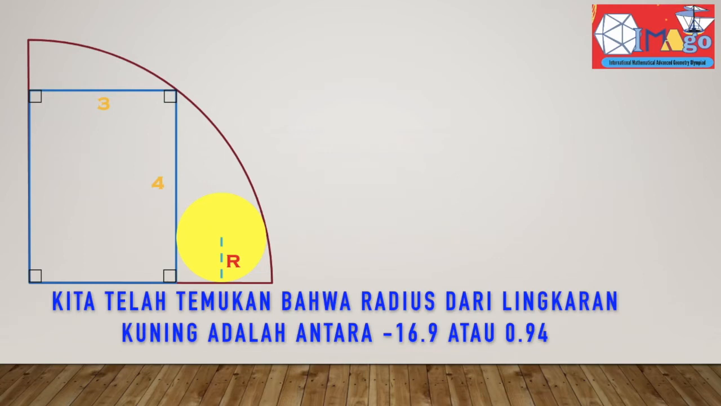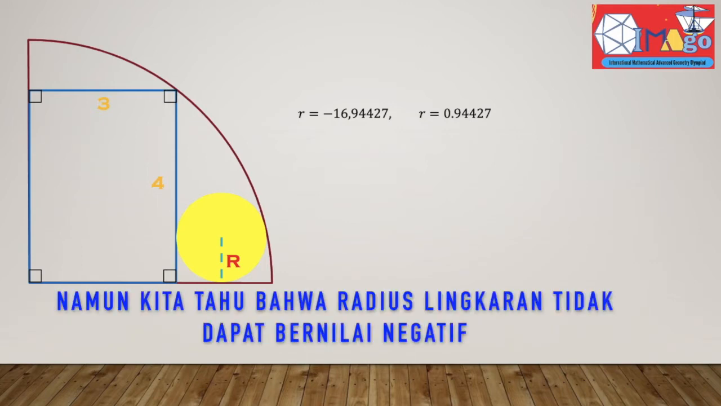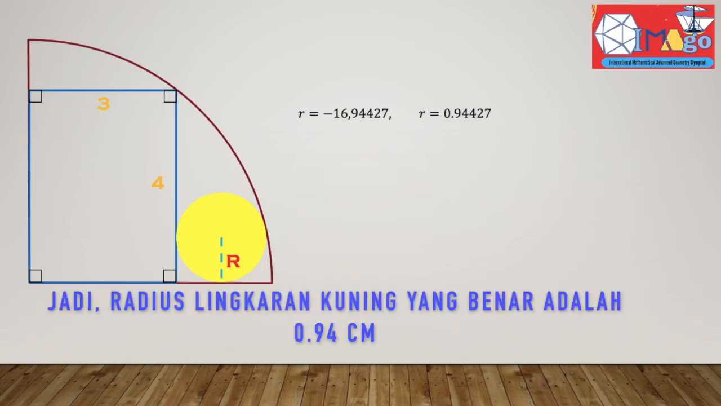We have found that the radius of the yellow circle is either negative 16.9 or 0.94. However, we know that the radius cannot be negative, hence the radius can only be 0.94.